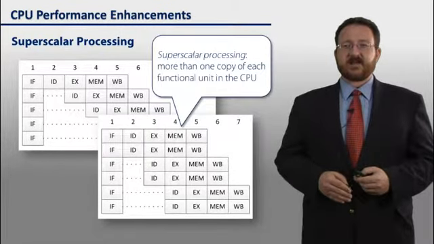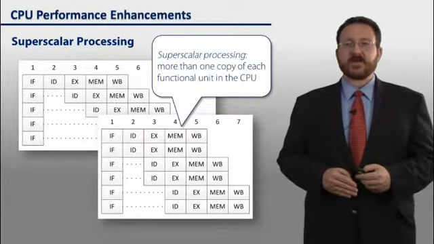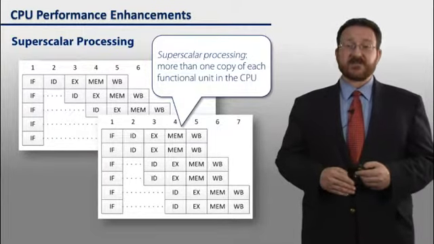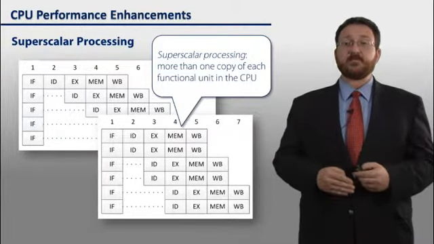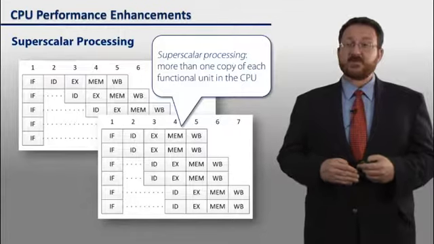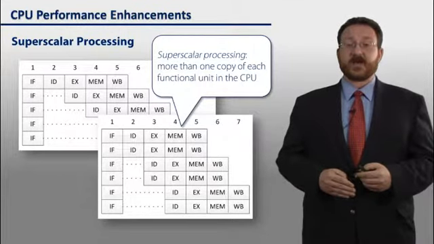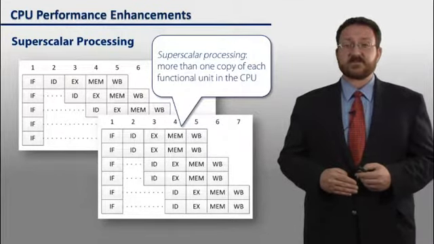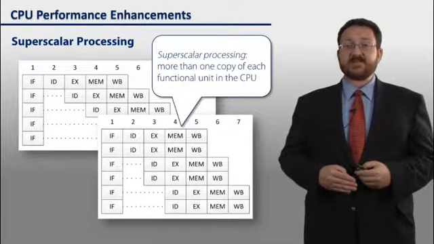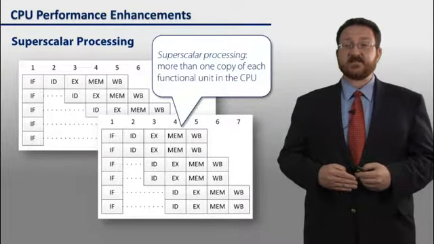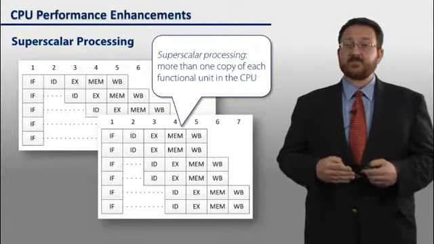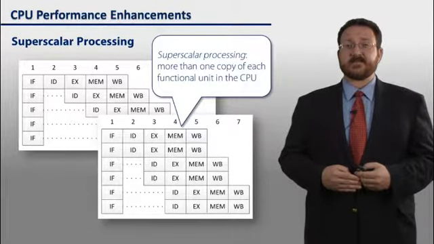In superscalar processing, though, we have more than one copy of each functional unit. Effectively, what we have is multiple pipelines at a time. So in this particular picture, we have two pipelines that are executing the instructions. So we can simultaneously decode and simultaneously execute. And while that execution is happening, two other instructions are being simultaneously decoded.